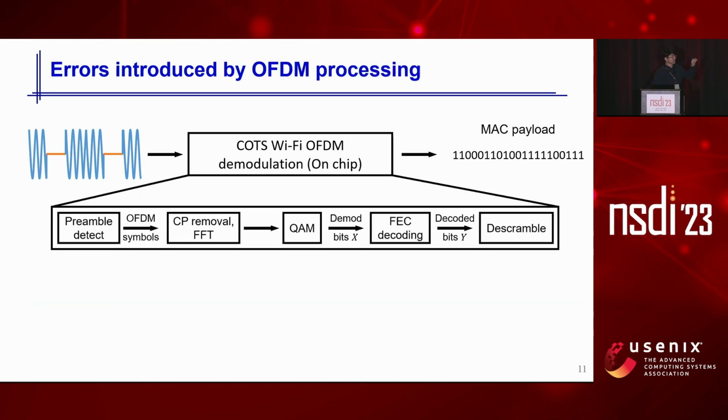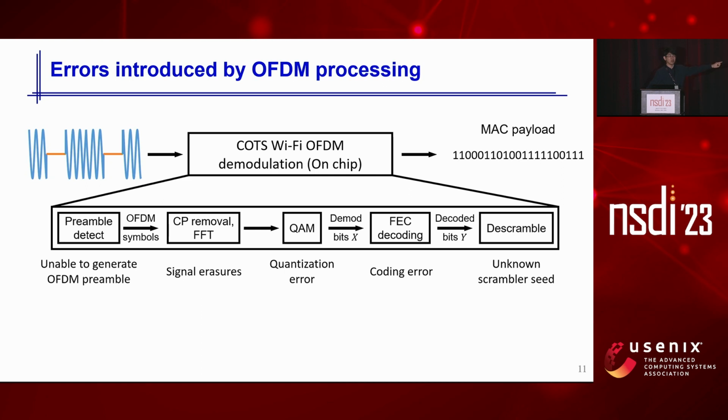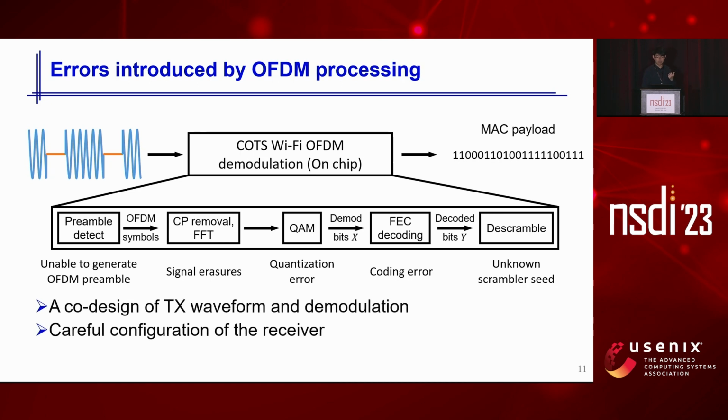Since nearly every step in the complicated OFDM demodulation procedure will introduce some problems as listed over here. Yeah, every block will introduce a problem. So we propose to solve all these problems by first having a co-design of the transmit waveform and the demodulation, and also a careful configuration on the receiver side. For the sake of time, I will mainly focus on explaining one of the hardest challenges over here, in the coding area, which is solved through a combination of these two methods.